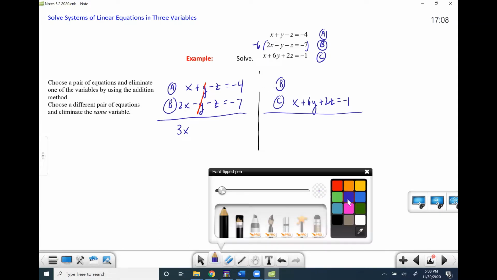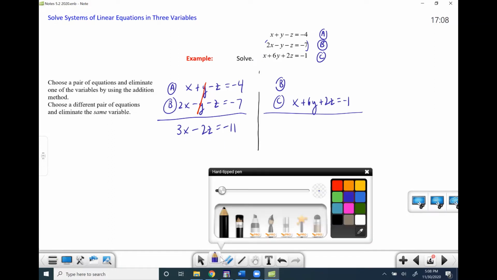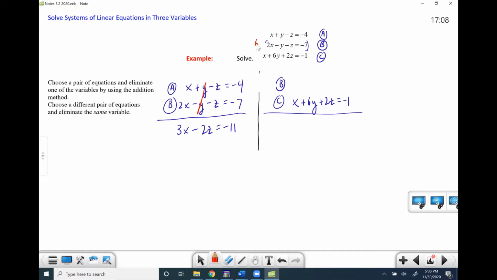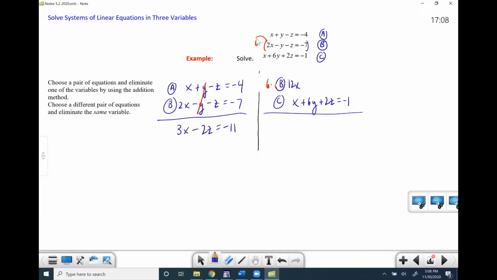Sorry. So the positive y and the negative y cancel. A -1 and a -1 make -2. And -4 and -7 make -11. Okay. I shouldn't have multiplied by -6, you guys. I should have just multiplied by 6. Because I don't want to change the sign on this equation. I want the 12. I want this -6. That's what's going to make those y's cancel.